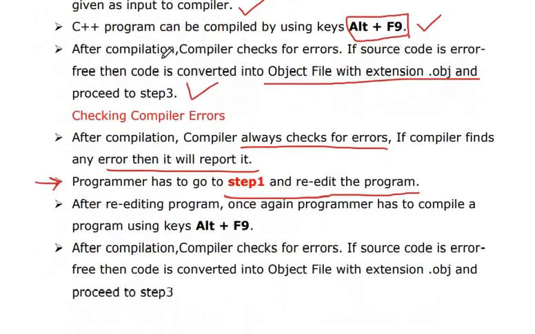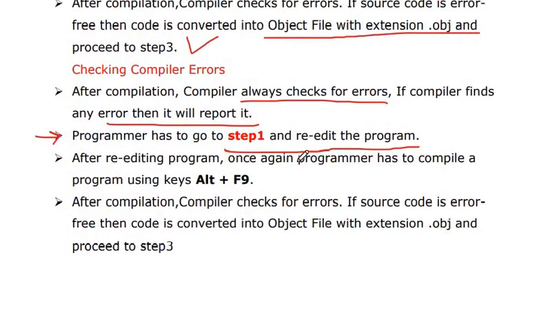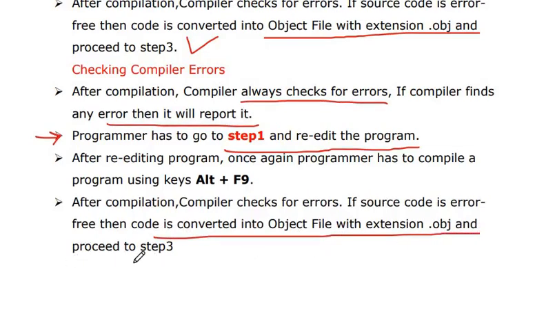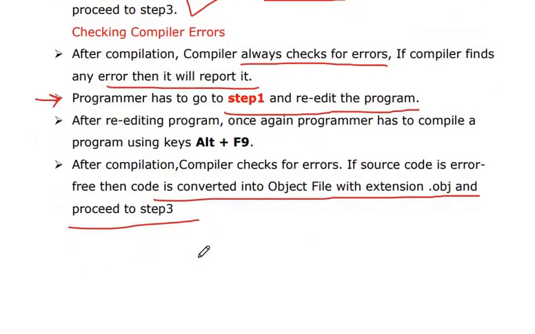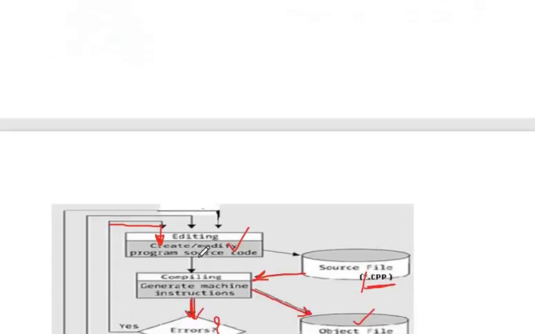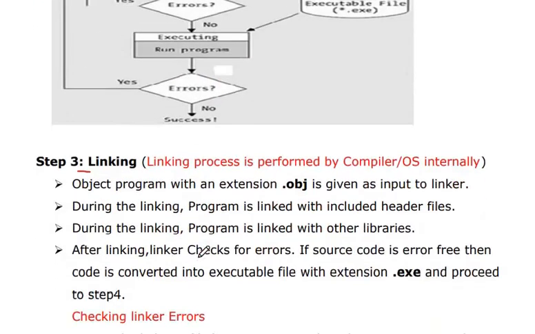Now next step. After re-editing the program, once again the programmer has to compile the program by using the Alt F9 keys. After the compilation, the compiler checks for errors. If the source code is error-free, then the code is converted into the object file with the extension .obj and execution control goes to step 3.